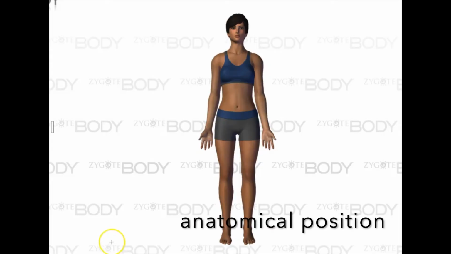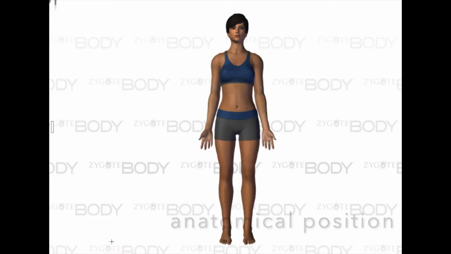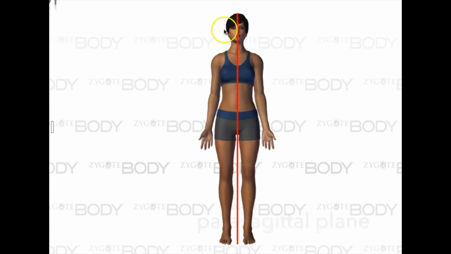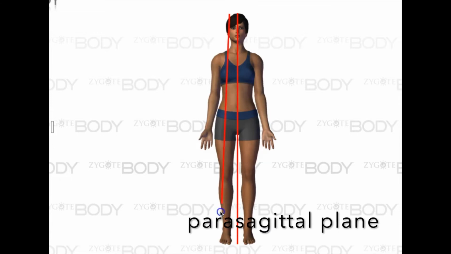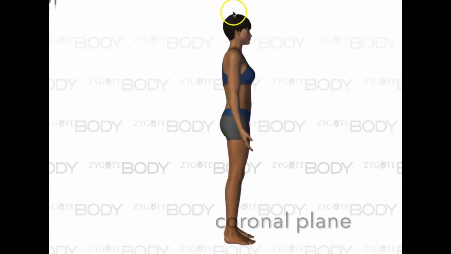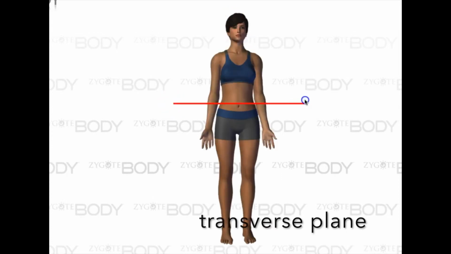In anatomy, we need a distinct language so that we can communicate exactly where the problem is, which is called directional terms. As you can see here, our body is in anatomical position, which means that it's facing towards us with its palm facing up. The first plane we have is the sagittal plane that vertically cuts the body into right and left parts. Next, we have the parasagittal plane that is parallel to the sagittal plane. Then, we have the coronal plane that vertically cuts the body into front and back parts. Then we have the transverse plane that horizontally cuts the body into top and bottom parts.